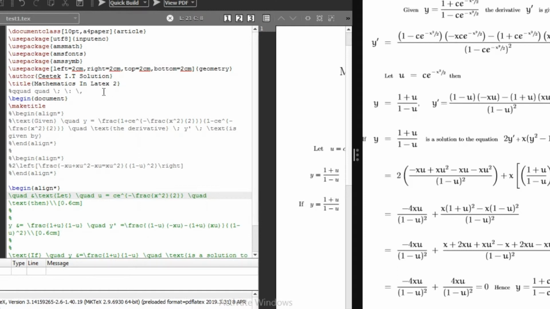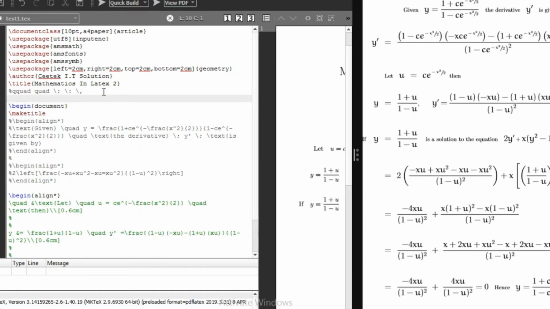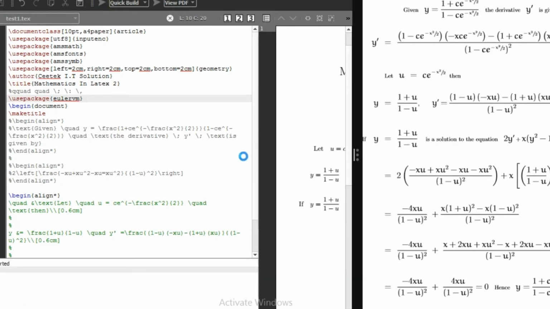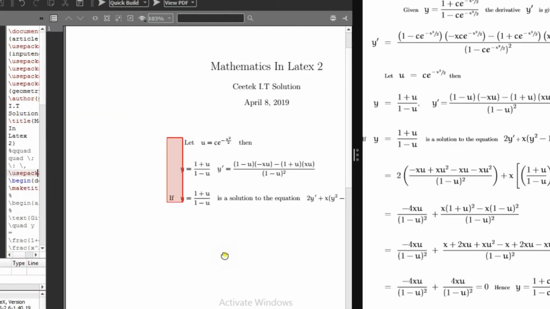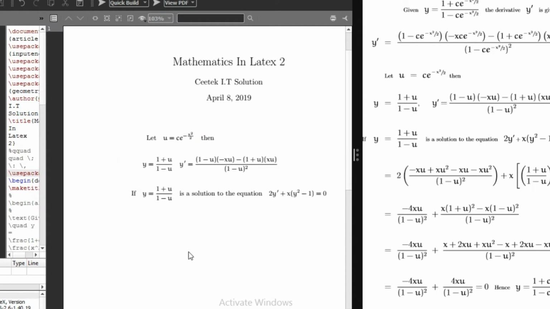To include that, we use the package. So we say use package and then EULERVM. With that applied, let's compile and see how the document will look. You can see it changes the appearance to make it a little bit neater, right? That font is really nice. I really love it too.